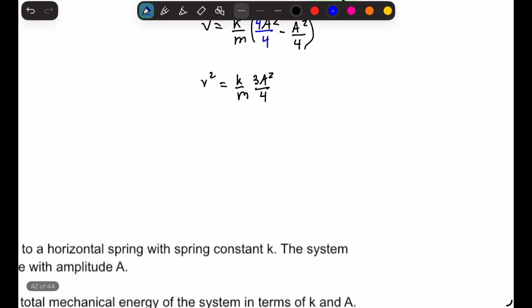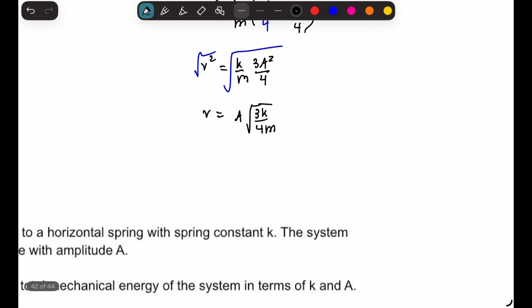So now you take the square root of both sides here. So v is equal to a times the square root of 3k over 4m. And that's your final answer for part A.